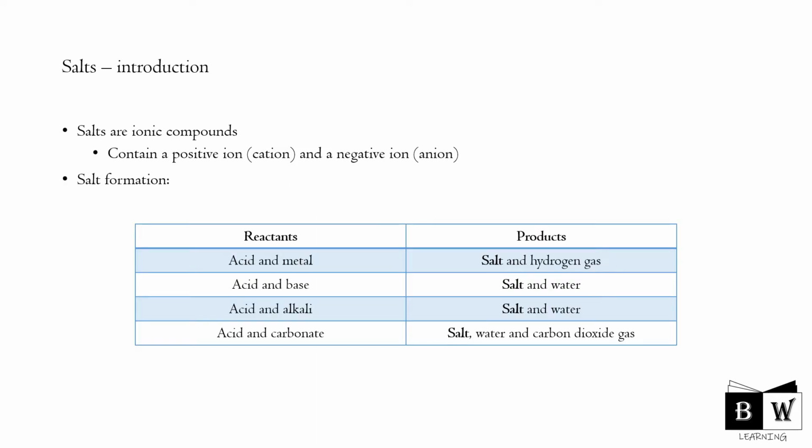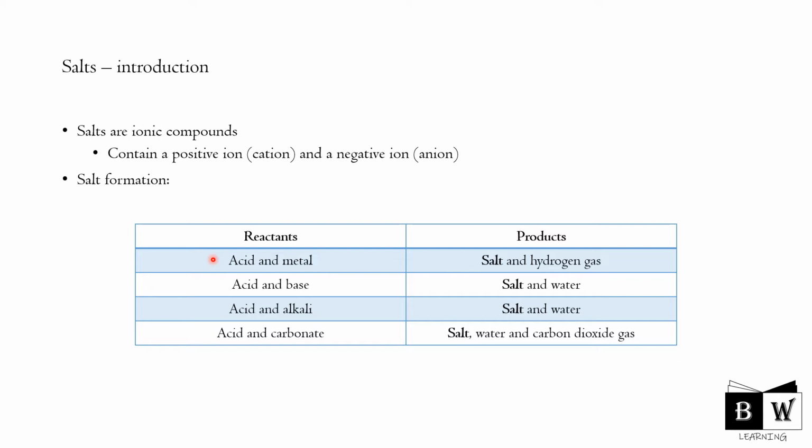Salts, as an introduction, are ionic compounds, and ionic compounds are compounds that contain a positive ion, which we call a cation, and a negative ion, which is an anion. And in the salt formation process, we need to be familiar with the different possible reactions to form a salt. So here are some of the common reactions that we need to know to form soluble and insoluble salts. The first one here would be the reaction between an acid and a metal.